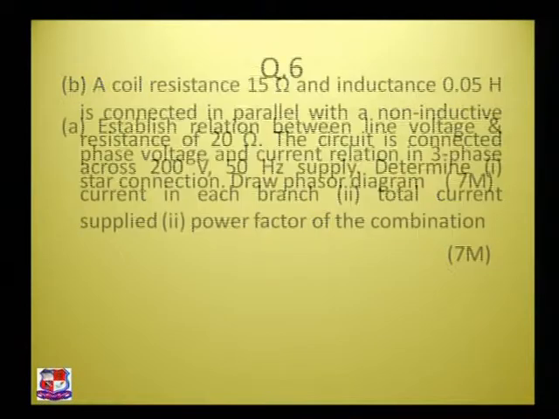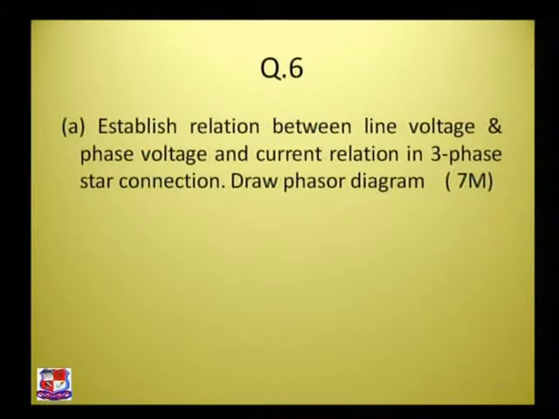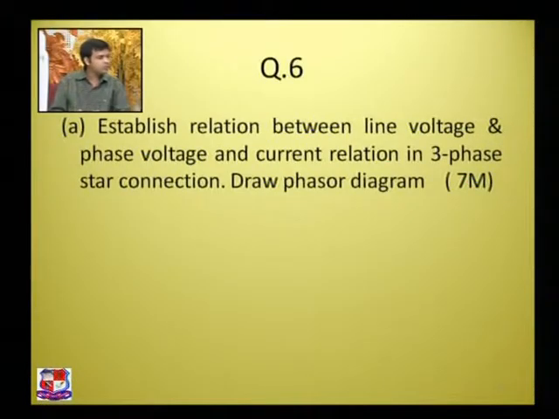Okay, so next is question 6, and it asks to establish a relation between line voltage and phase voltage as well as the current relation in a three phase star connection. So we have to find a relation between line voltage and phase voltage as well as the current relation in a three phase star connection. We are assuming that the star connection is 3-phase 4-wire, but the load is balanced. We also have to draw a phasor diagram of the same.